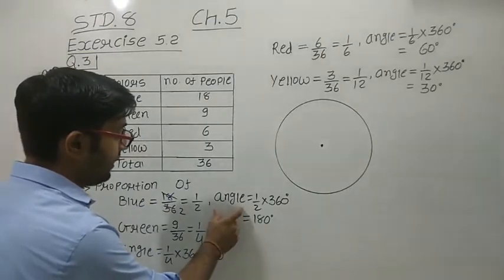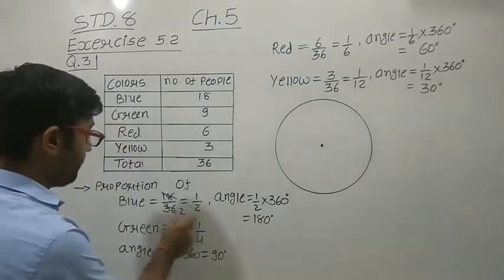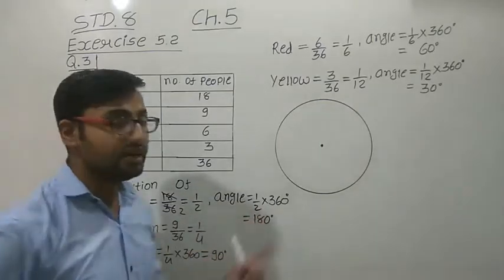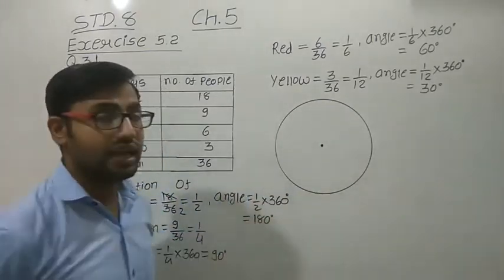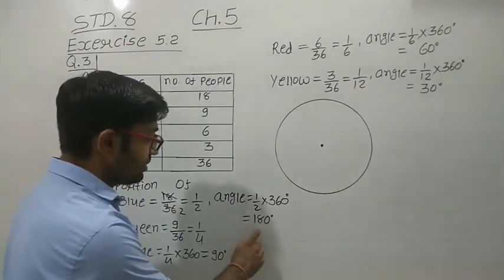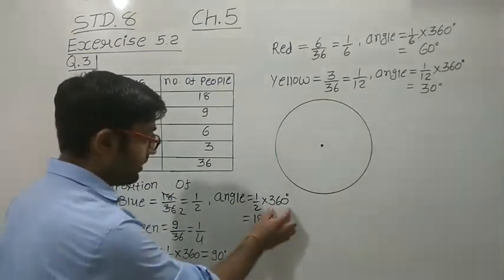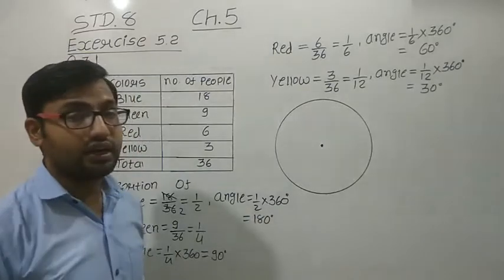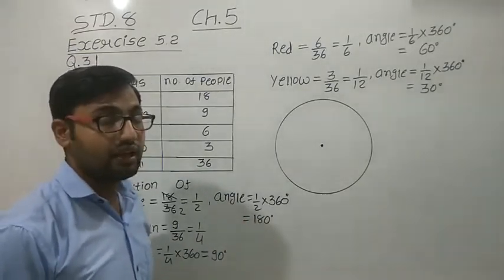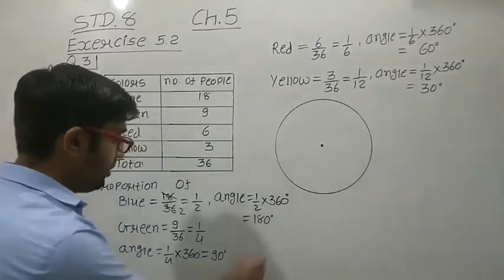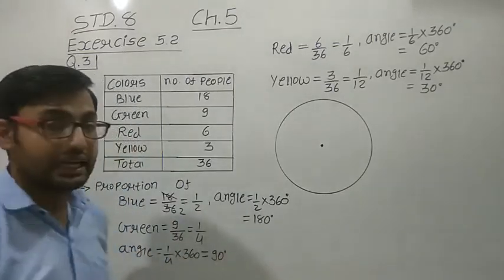The angle is equal to the proportion we get here multiplied by the total degrees of the angle, that is 360 degrees. And what we get here is 180 degrees. When we divide 360 by 2, we get 180 degrees. So this is the way we can get the angle of the sector. The sector of the blue color is 180 degrees.